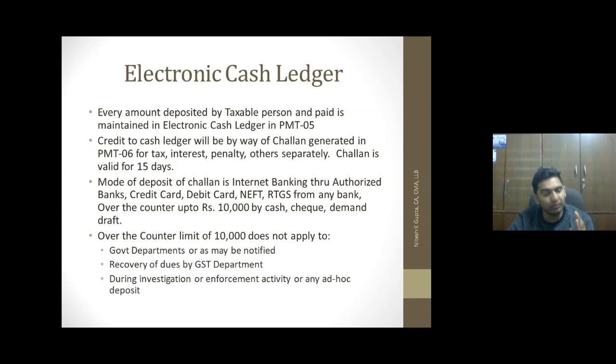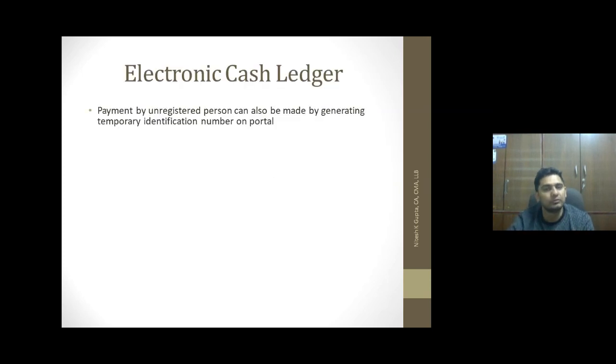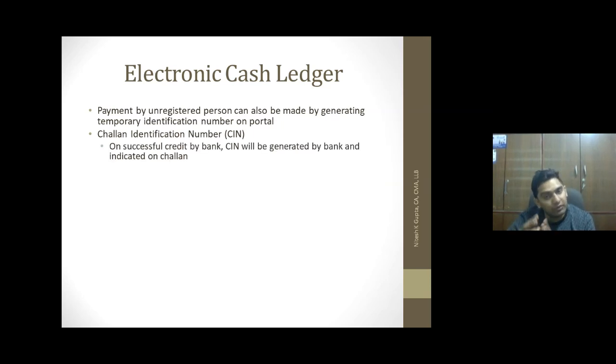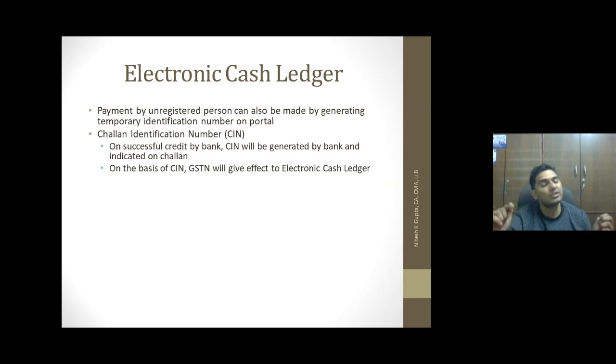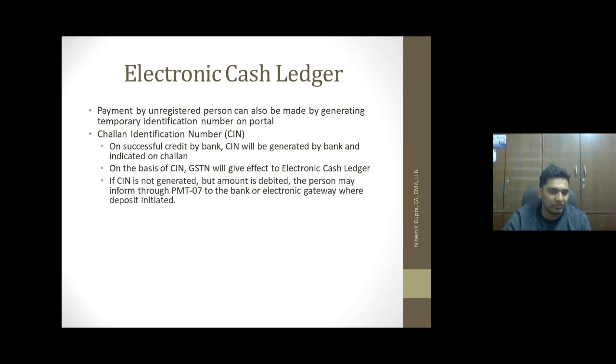Recovery of dues by the GST department during investigation or enforcement activity, or any ad hoc deposit: in these cases, this limit is not applicable. It can be deposited any number of times. Payment can also be made by an unregistered person by generating a temporary identification number on the portal. On successful credit by the bank, a CIN will be generated by the bank and indicated on the challan. On the basis of CIN only, the GST network will give effect to the electronic cash ledger.